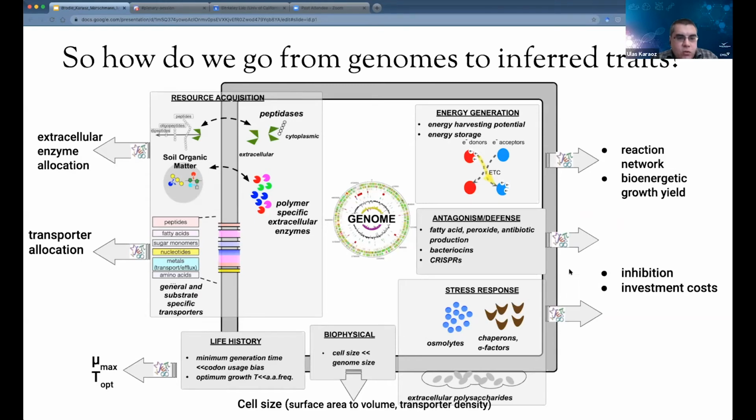And the next two classes of traits, the dimensions of ecological strategies which leave genome signatures, are things that let microbes be involved in antagonistic interactions or deploy defense strategies. These typically manifest in genomes as investment in fatty acids, peroxides, and antibiotics, as well as CRISPR loci. And the stress response is known to be underlined by investment in osmolytes, chaperones, and extracellular polysaccharides.